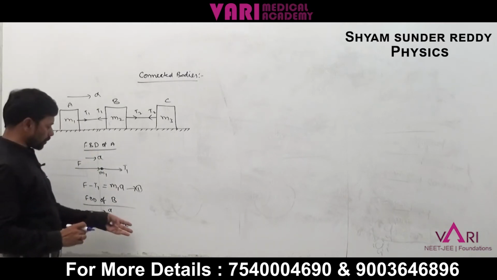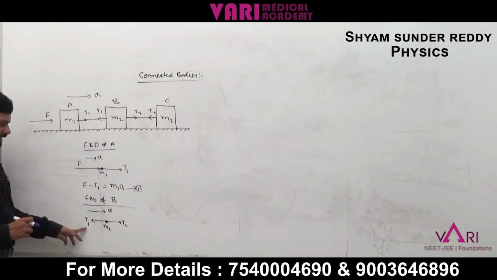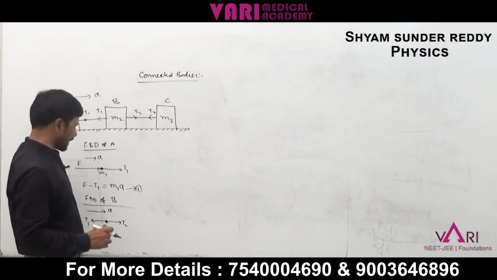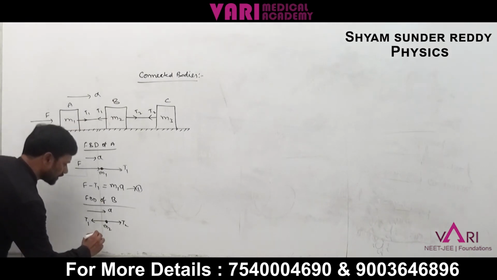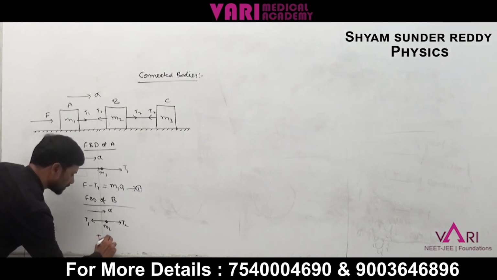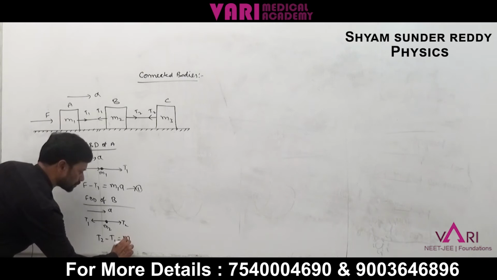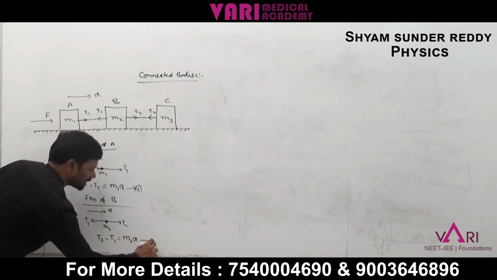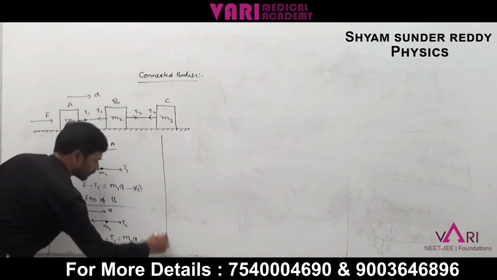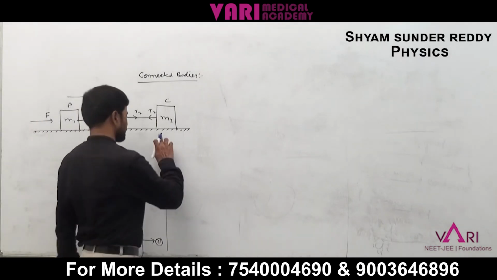So how to write the equation? This is more, this is less. T2 minus T1 is equal to M2A. Take this as equation number 2. This is the second equation.